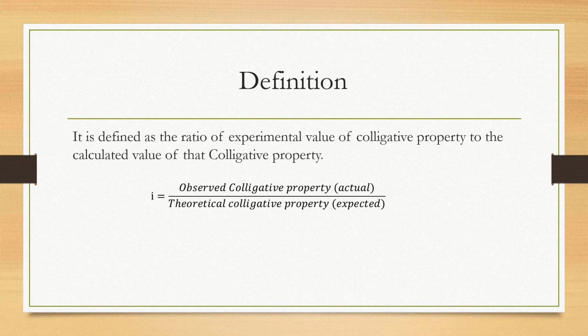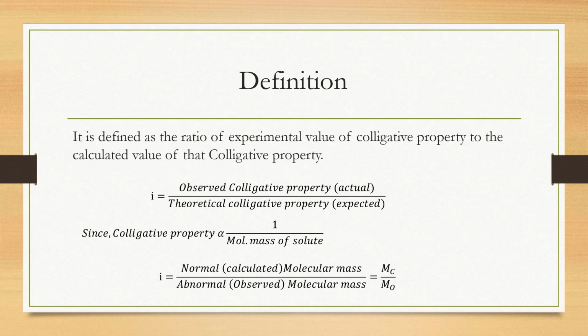Now, since the colligative property is inversely proportional to the molecular mass of the solute, the value of Van't Hoff factor i can also be written as i is equal to the normal or calculated molecular mass divided by the abnormal or observed molecular mass, which can be written as Mc by Mo.